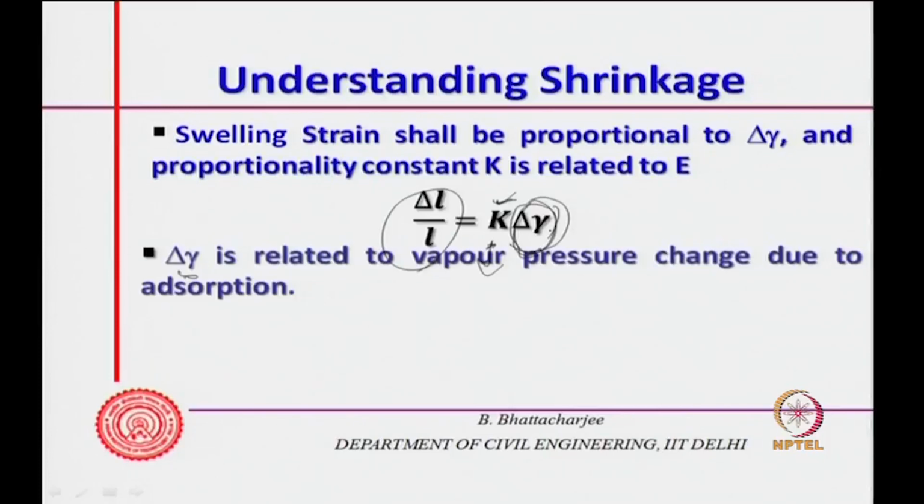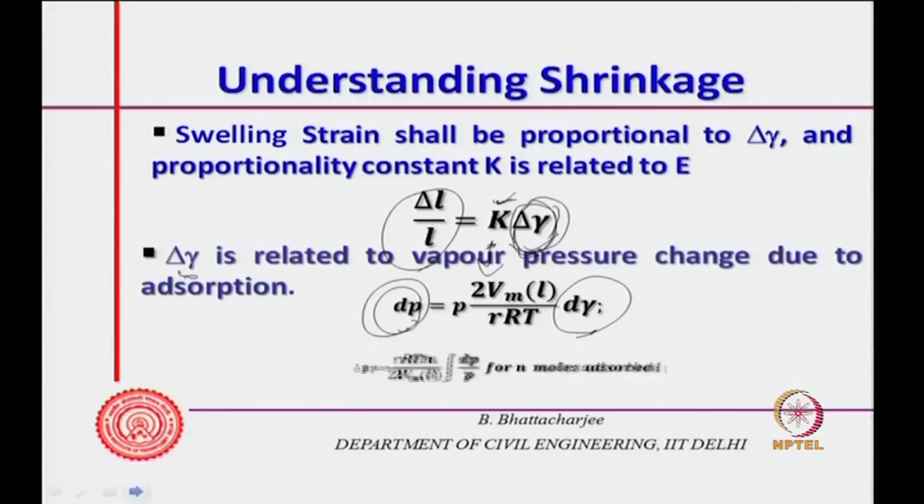If there is a change, a curved surface results in a change in vapor pressure, and if there is a delta gamma change because of water being absorbed, it will also change the vapor pressure. So, when some water gets absorbed, there is a change in vapor pressure, and this change in the surface tension results in swelling. Now, if I withdraw the water, the reverse will actually occur.